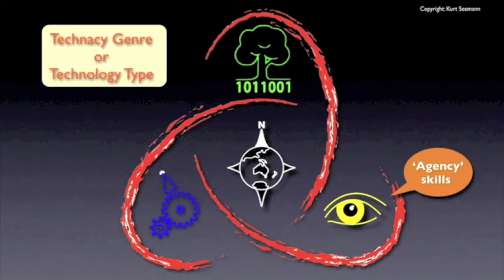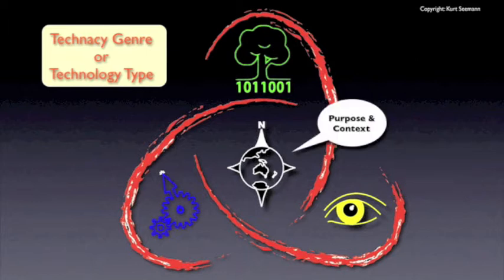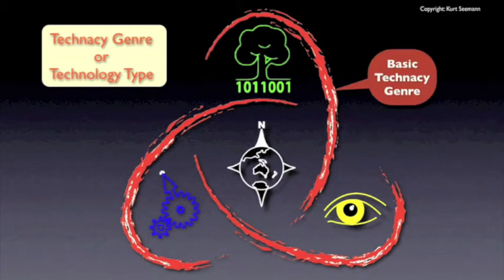Having materials and tools is not enough, however, and we described how Technacy involves this idea of an agency. And since we are concerned with human technology in this video, we're concerned with the human agency, in particular knowledge, skills, values, and so on. And these things are brought together towards a project. And a project is described by its purpose and context parameters. And it's understanding the context that makes Technacy so powerful. When we bring these things together, we form the system which we call the basic Technacy genre, or technology type.